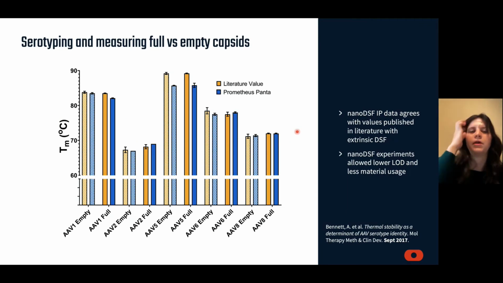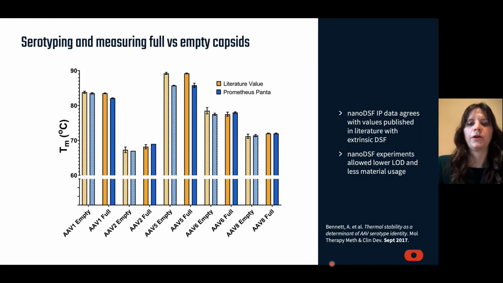Next, I want to start to get into the data that we have done. For those who don't know, we recently launched this Prometheus Ponto that has DLS. And it was very important to us when working with the gene therapy space to ensure that our instrumentation lined up with the expectations in the field.